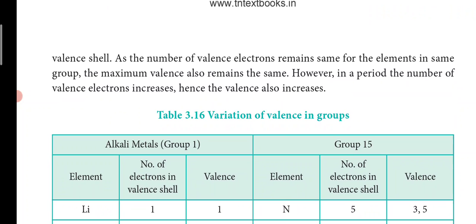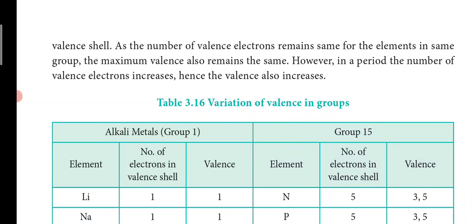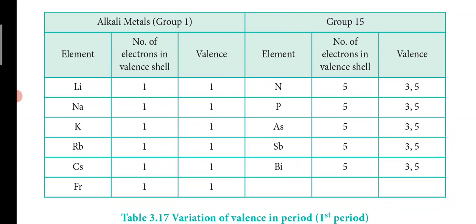However, in the period the number of valence electrons increases, hence the valency also increases. So when valence electrons increase, what happens? When the number of valence electrons increases, the valence also keeps increasing. So for lithium, a group 1 metal, the valency is one for all of them. For group 15, the minimum is 3 and the maximum is 5. The number of electrons in the valence shell is 5. Why is 3 also given? 3 and 5 are given because 8 minus 5 will be 3. So that is also the valency.